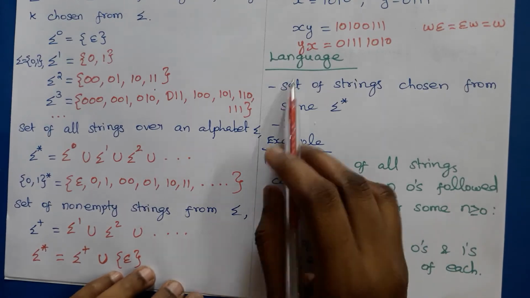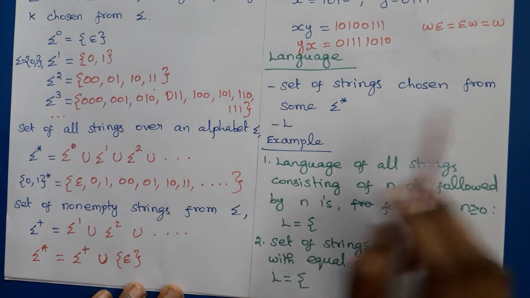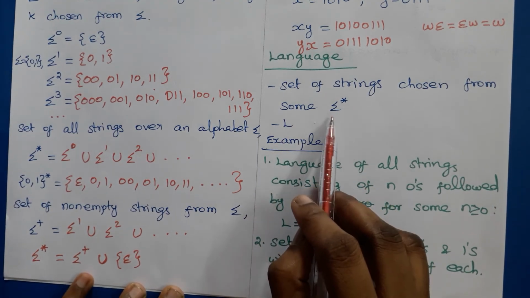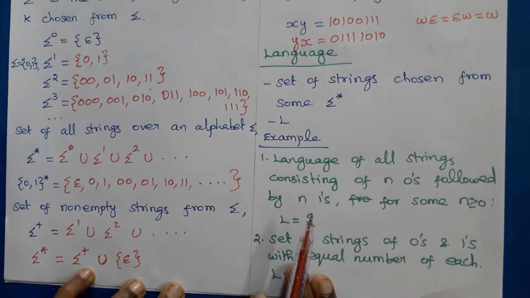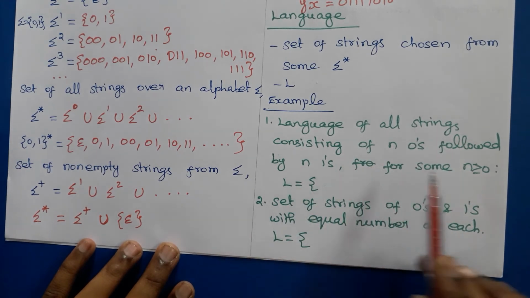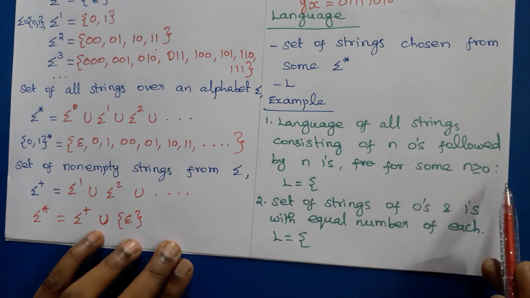The next one is language. Language means a set of strings chosen from some sigma star. Sigma is an alphabet, and language is denoted by L. So, some examples: the language of all strings consisting of n zeros followed by n ones for some n greater than or equal to 0.